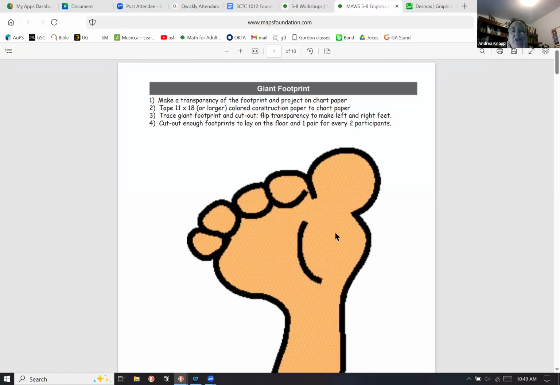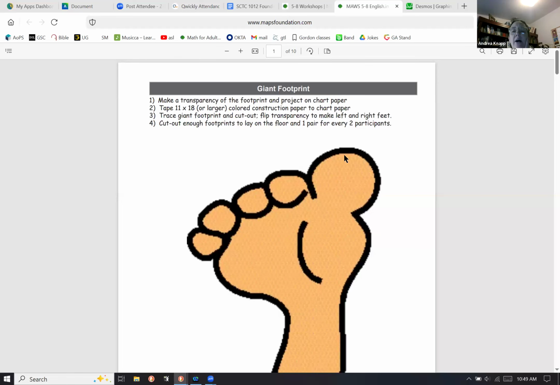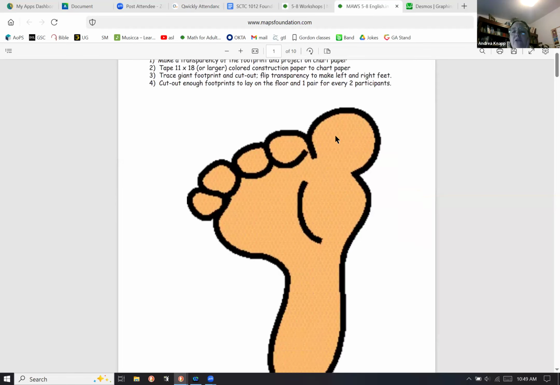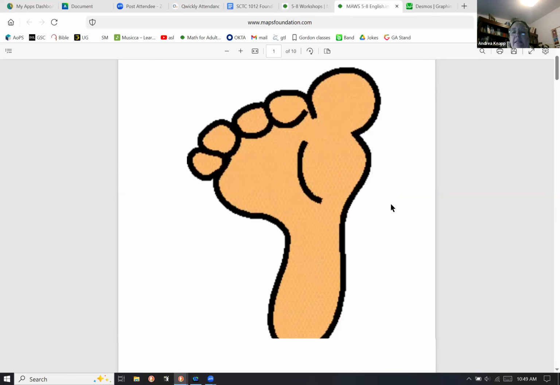Okay, so here's the picture of the giant's footprint. And you don't have to cut it out. I'll just give you the measurement from the top to the bottom of the foot. You're taking that to be 18 inches.